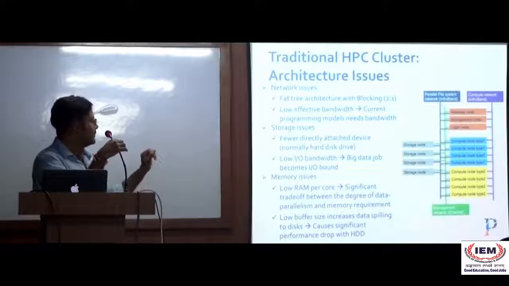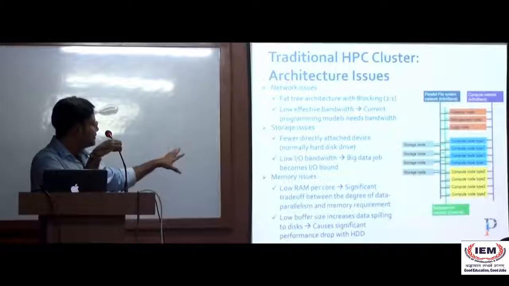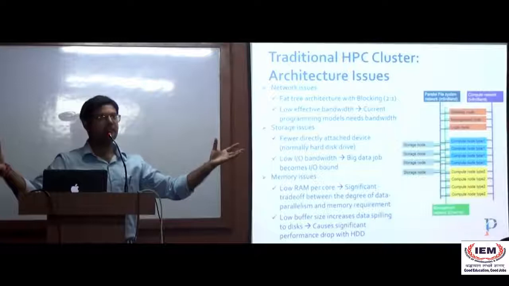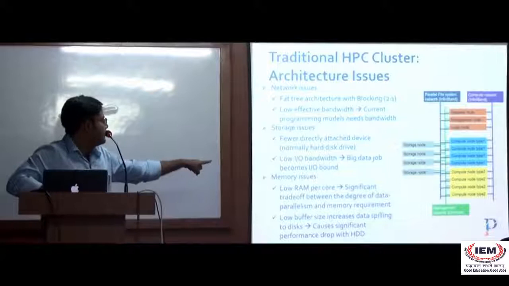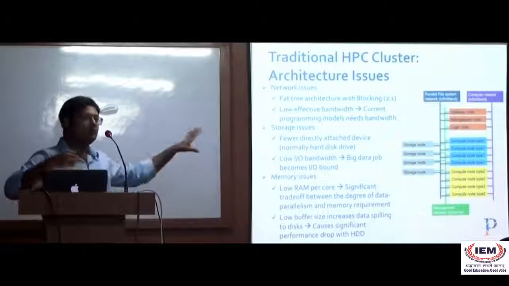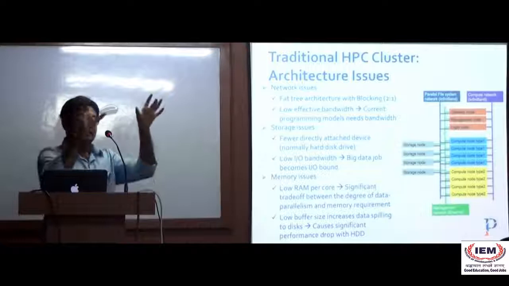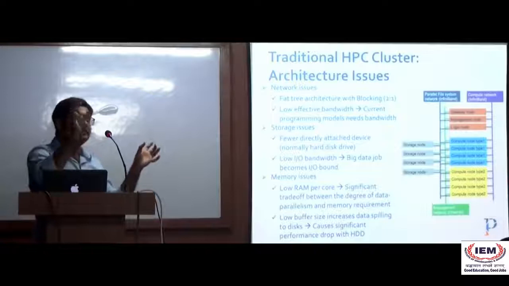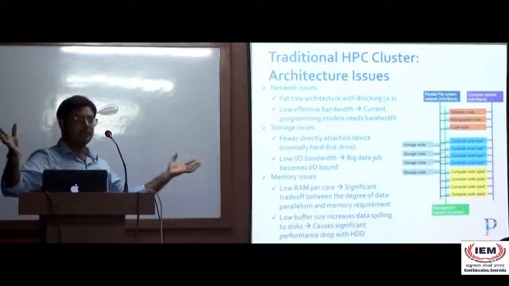The next issue is the memory issue. In the traditional supercomputer that I have used, LSU HPC, they have very low RAM per core. It's only 32 gigabytes of RAM, and there are lots of processors, Intel Sandy Bridge processors. So there is a trade-off between the degree of data parallelism and how to collect the data. Also, these big data programming models use some buffer size. When the memory per core is very low, there is a problem of holding the data in memory, and whenever the data held in memory is less, the time consumed is more.